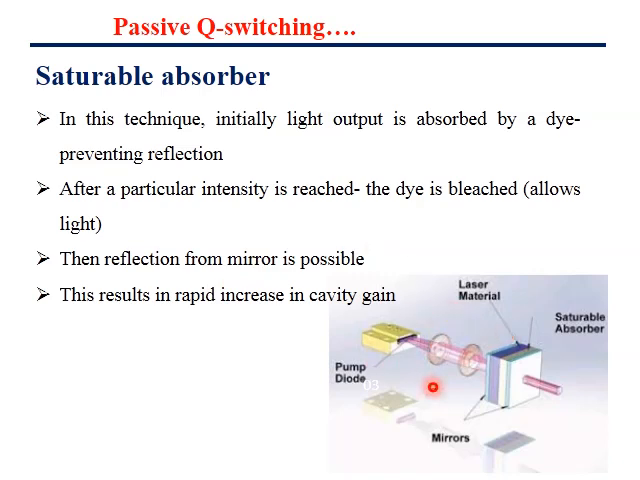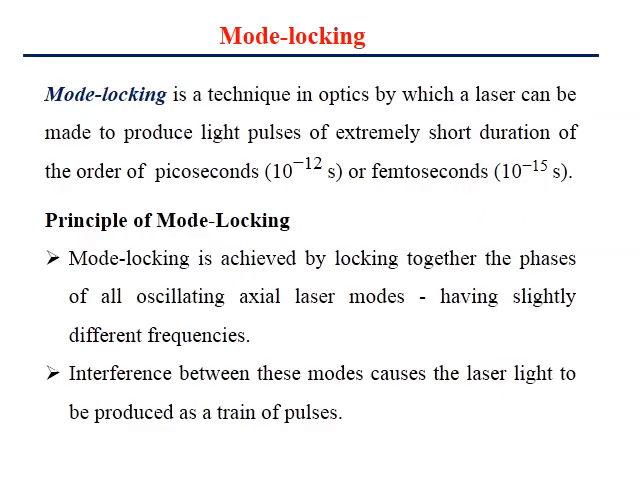And as you can see in this schematic representation, this is a pump diode. These are the mirrors used in the laser, and the laser material, the active medium, is inside, and in between we have a saturable absorber, mainly in the form of a dye. Fine. Now that was all about Q switching that is done to obtain pulses in lasers.